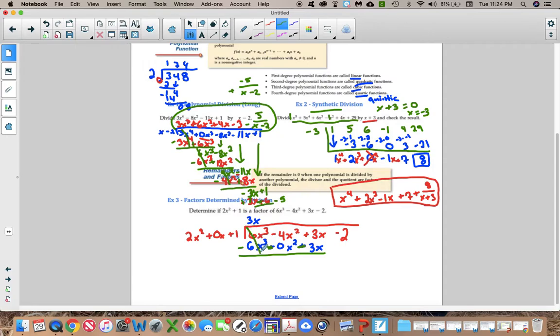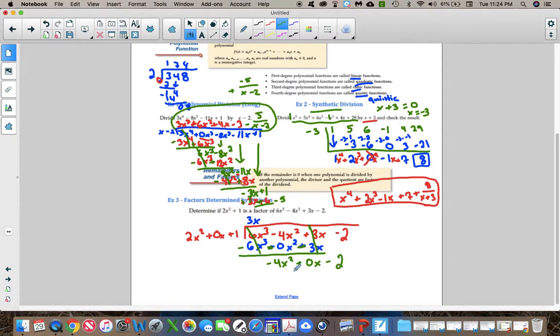So 6x to the third, he cancels out. Okay, now this is weird. Negative 4x squared minus 0x squared, that's still negative 4x squared. But look at what happens here. 3x and negative 3x. Okay, that's okay. They can cross out. We'll just put plus 0x, just so we have that placeholder in there. And then I'm going to put minus 2. Okay, so now I have that.